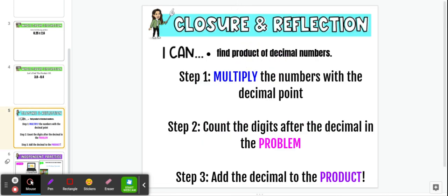Remember, when we are doing this, our first step is to multiply the numbers without the decimal point. Step 2 is to count the digits after the decimal in the problem. And then step 3 is to add the decimal to the product, or the answer, at the end.